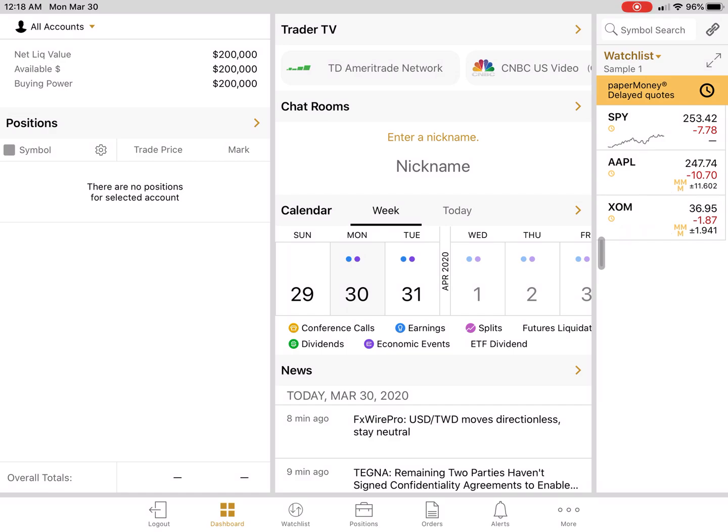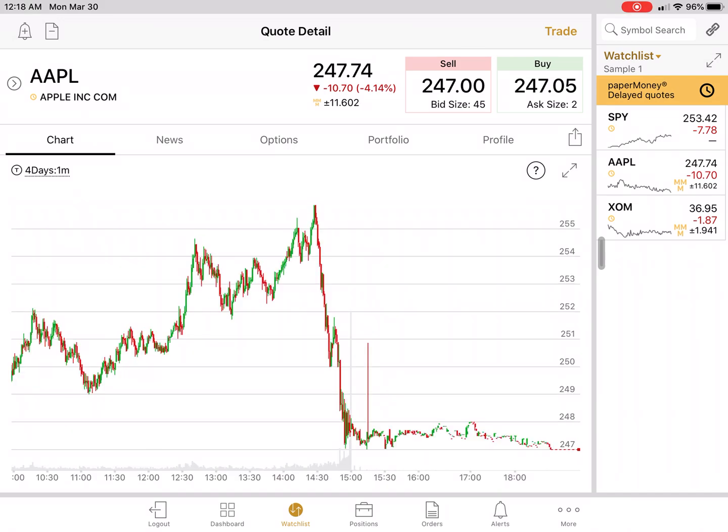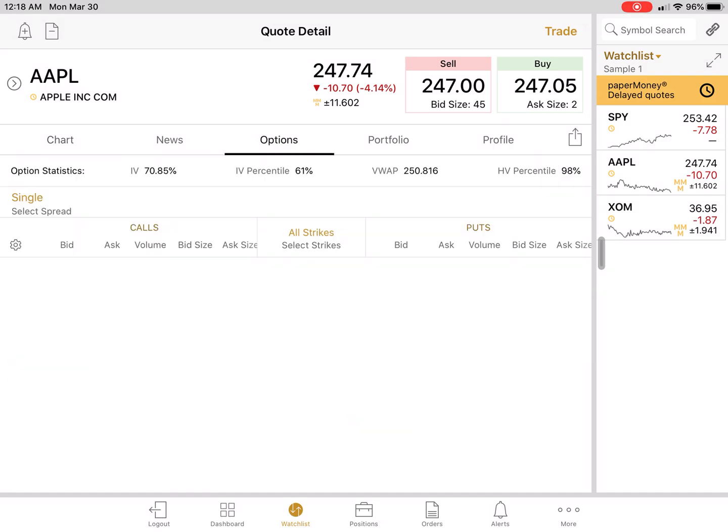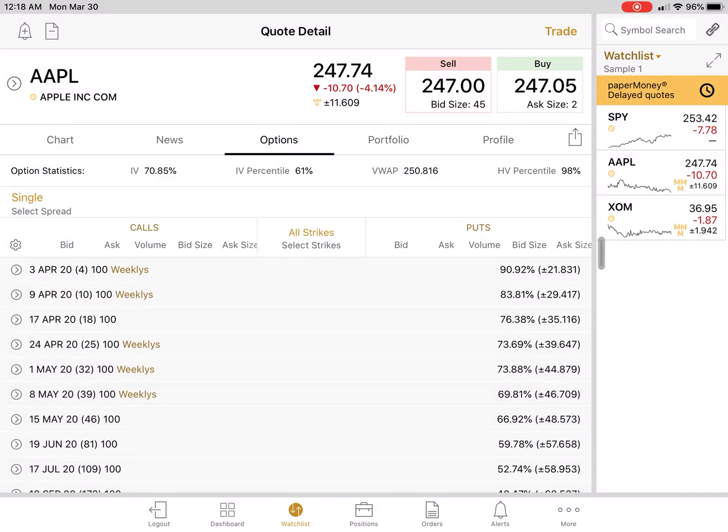So on the watch list, I'm going to click on Apple, and notice there's a menu right underneath the price. It says chart, news, options, portfolio, and profile. If you click on options, you will see different maturities, and I'm going to go for this Friday, since all our examples were using this Friday.